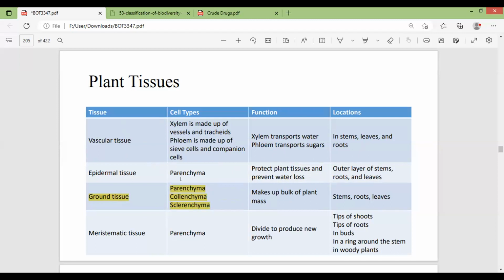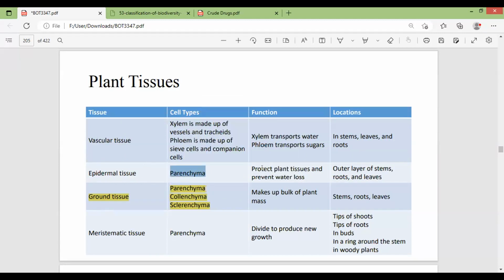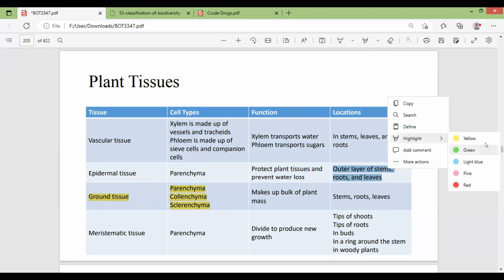The epidermal tissue, here the cell type is a parenchyma. Again, it's a parenchyma under the epidermal tissue. We said it's protection of plants, because it's there in the outer layer of stems, roots, and leaves.